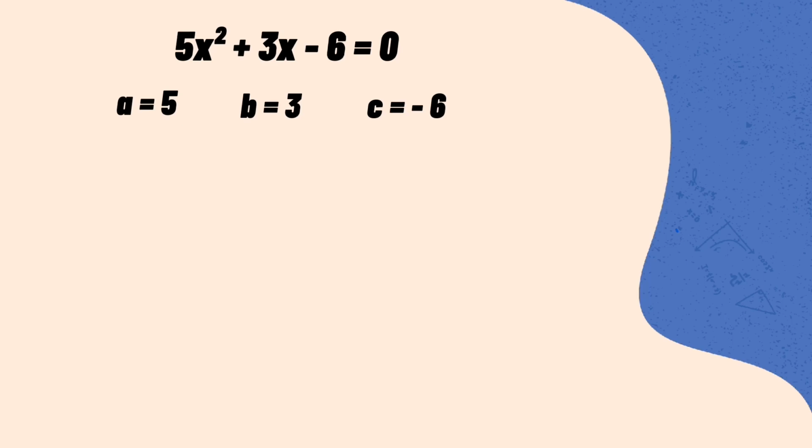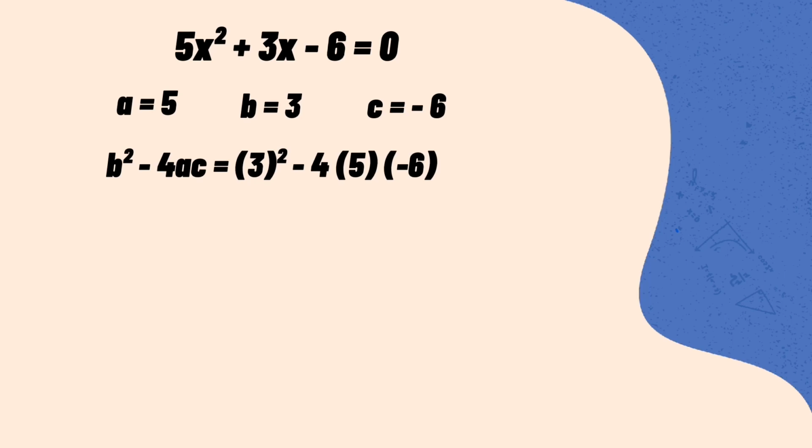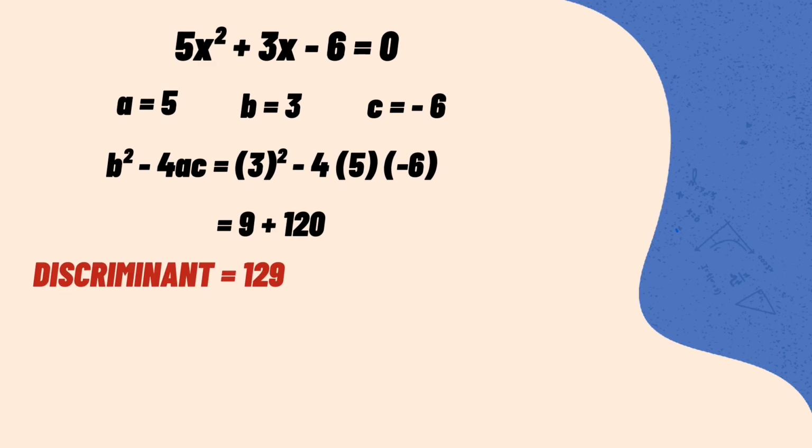Substituting these values with the expression b squared minus 4ac, we will have 3 squared minus 4 times 5 times negative 6. Simplifying, 3 squared is 9. 4 times 5 is 20 times negative 6, which will give us negative 120. Now, we have 9 minus negative 120. Change the signs, then subtract. Then we will have 9 plus 120. Therefore, our discriminant is 129.